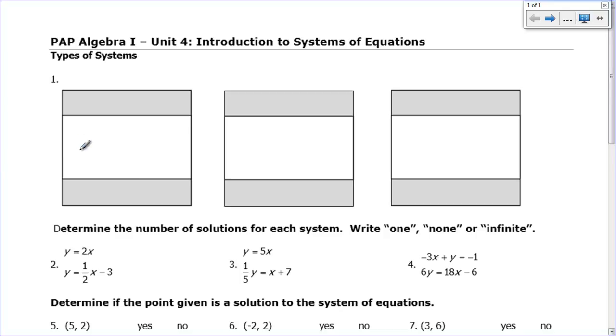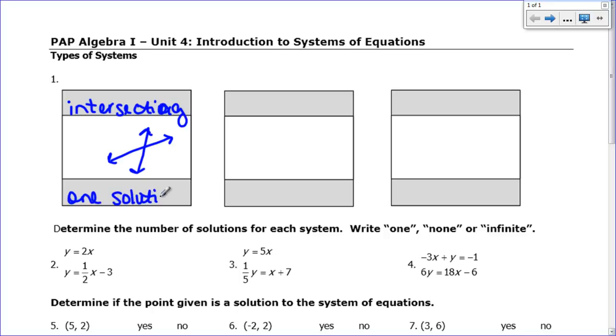There are three types of systems that we're going to talk about. The first type is simply an intersecting system. That basically just means that we have two lines that are going to intersect. They don't have to be perpendicular, they just have to cross and meet in one point. If you have a set of intersecting lines, then you have one solution.